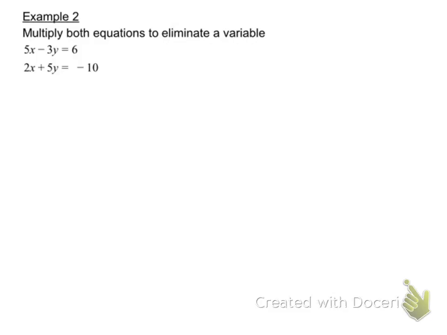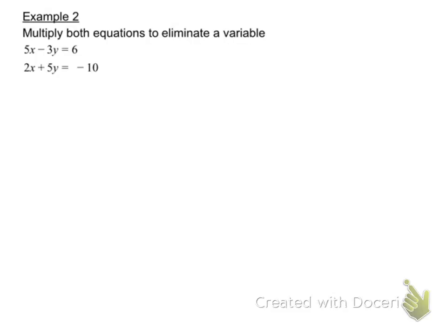One's negative and one's positive. One's already positive and one's negative. So that way I don't have to multiply anything by a negative number. And anytime I can avoid using a negative in my directions, the less likely I'm going to make a mistake. So that's why I'm going to get rid of the y's this time. Now, you have to look at a 3 and a 5. I'm ignoring the negative right now, but 3 and 5 both go into what number? 15. So that's my goal.